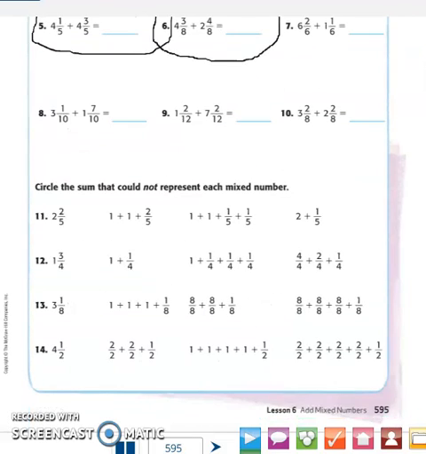Now, down here, they're asking you for something. Here's the sum, and they're asking which of these 3 would not give you this answer. So 2 of them will, and you have to circle the one that would not represent this answer. Okay, so that's what they're asking you to do on 11 through 14.